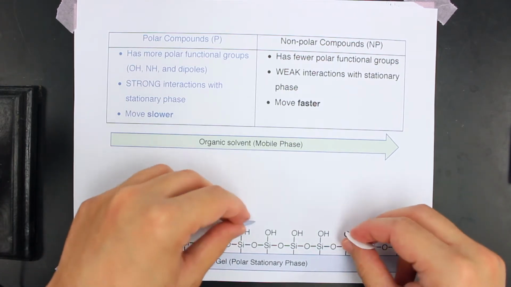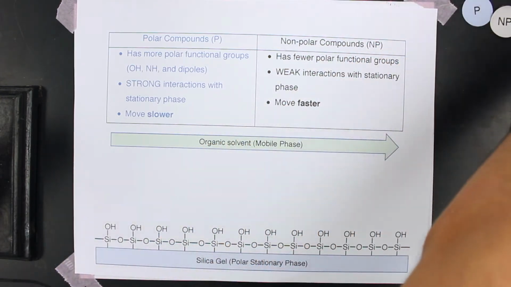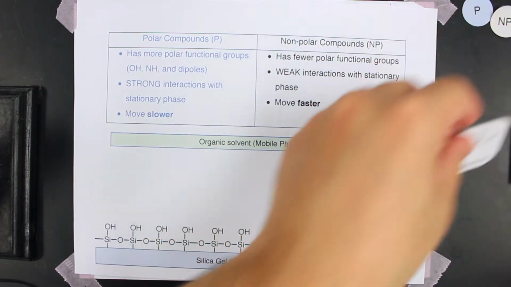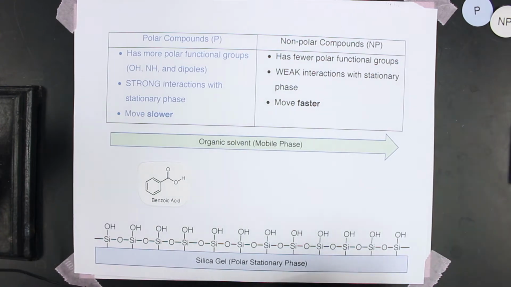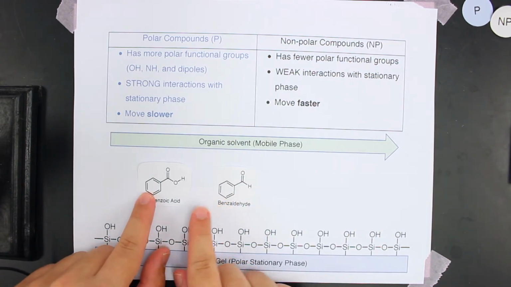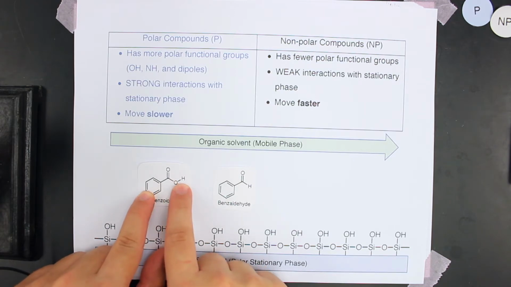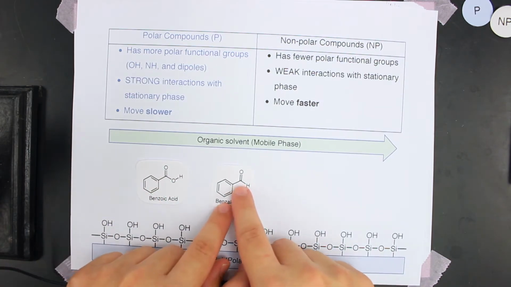So this is a little abstract, so let's do an example. Let's say we have benzoic acid and benzaldehyde. They both have a benzene ring, the difference being one has a carboxylic acid functional group and the other has an aldehyde functional group.